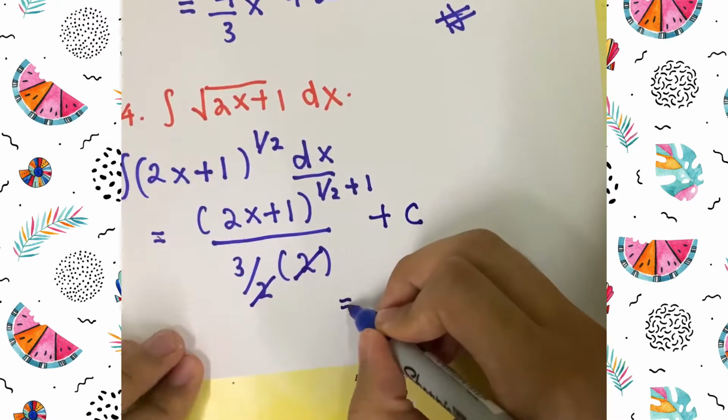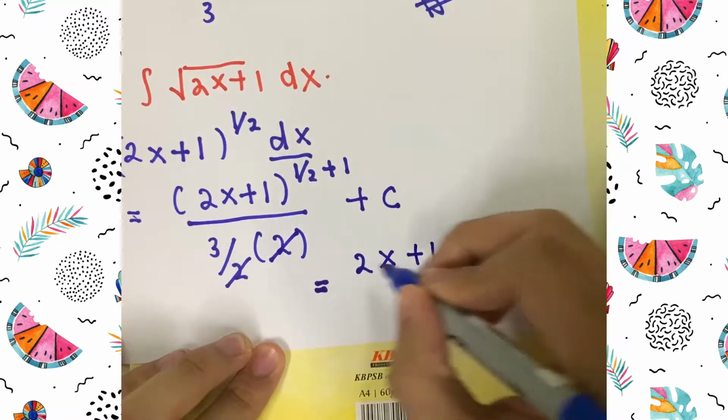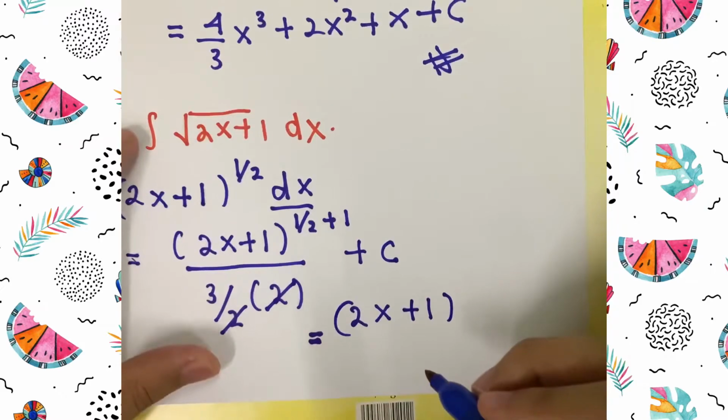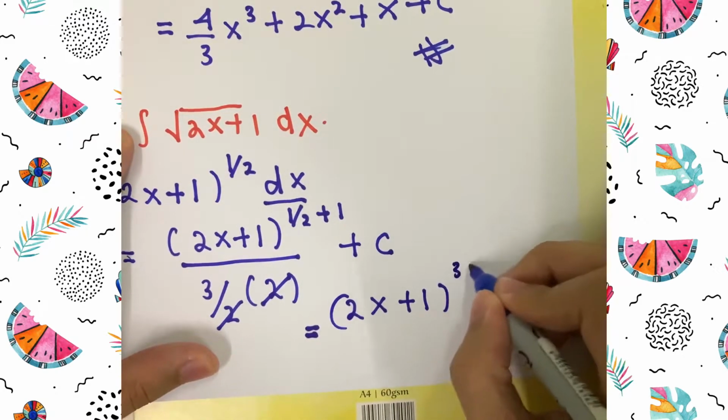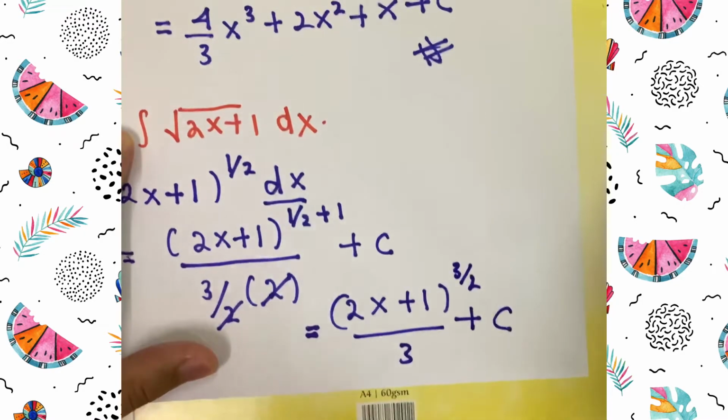So your final answer is going to equal 2x plus 1 raised to the 3 over 2 over 3 plus c. And that's your final answer.